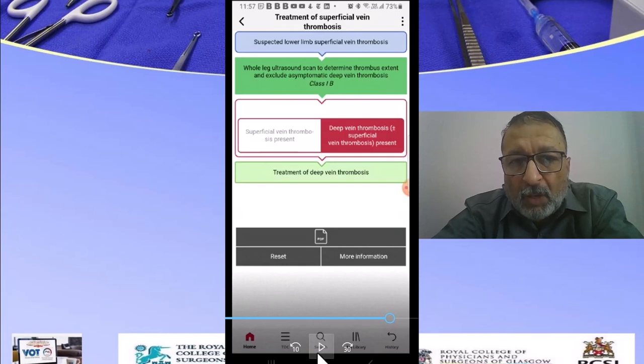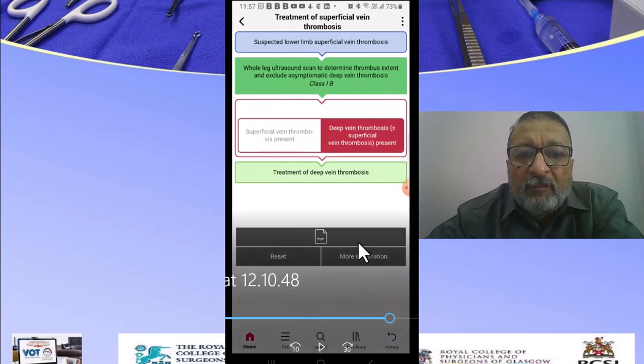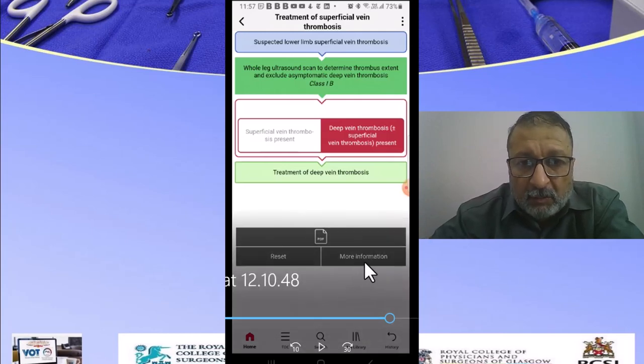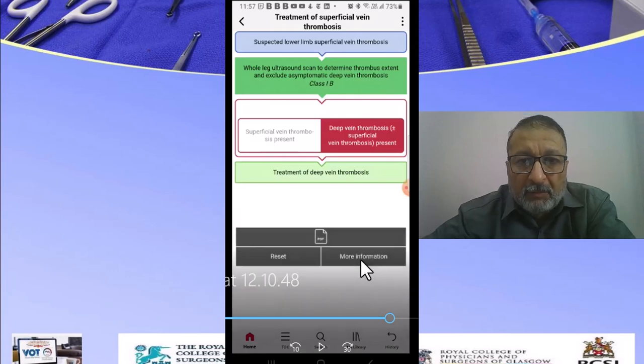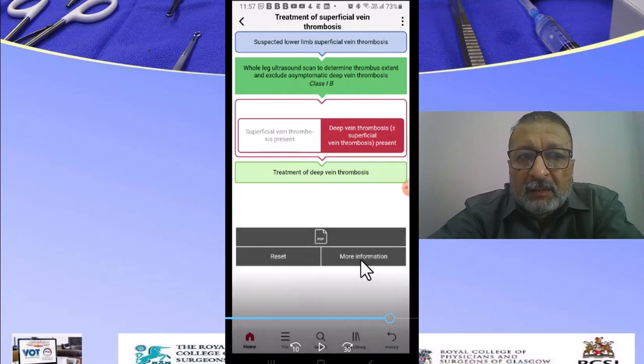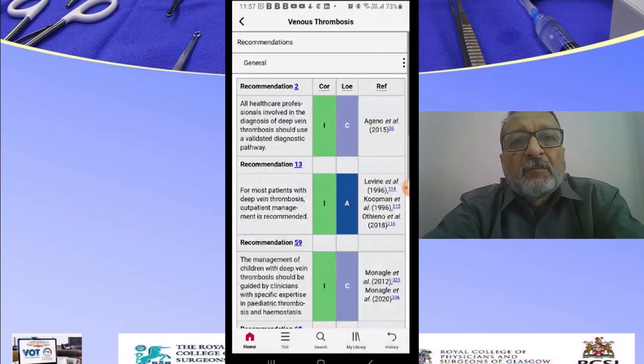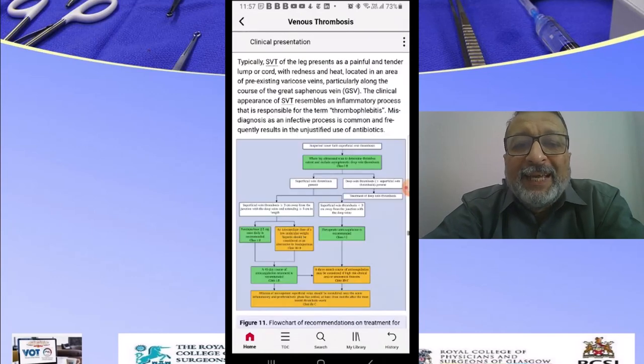Now, the beauty of this application, not only that, but you can have more information, and you can reset it. If you are in the middle with a patient, you can reset, so start for another patient. But the most important one is more information, because here it will give you why it has shown this algorithm. And there is, as you can see, a protocol for superficial thrombophlebitis with the recent ESVS guideline, which you can straight away look at. So this is the less dangerous one. And here is the recommendation related to your option.